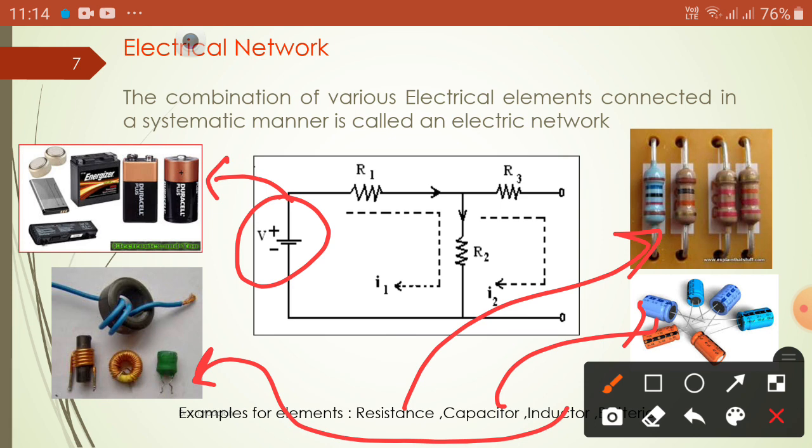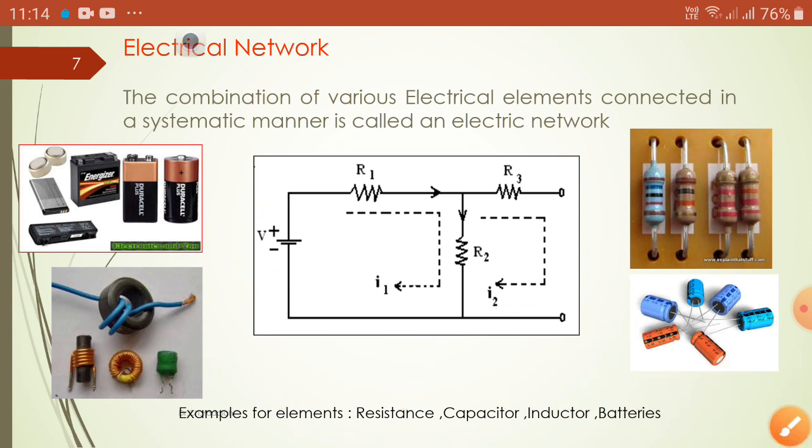Source and load connected in a systematic manner is known as an electric network. The electric network consists of sources as well as the loads. So based on the circuit configuration, the current flows in the circuit. Okay, now coming to the next.